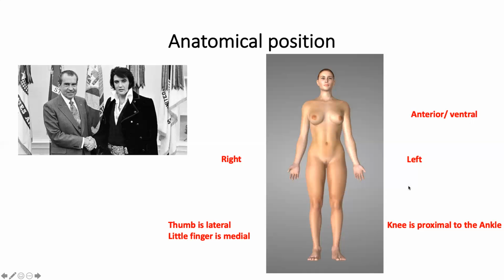And at the same time, when it comes to the limbs, the closer to the origin of the limb, it is proximal, the farther away, it is distal. And therefore, the knee joint is proximal to the ankle, and ankle joint is distal to the knee joint. Knee joint is distal to the hip joint, and hip joint is proximal to the knee joint.